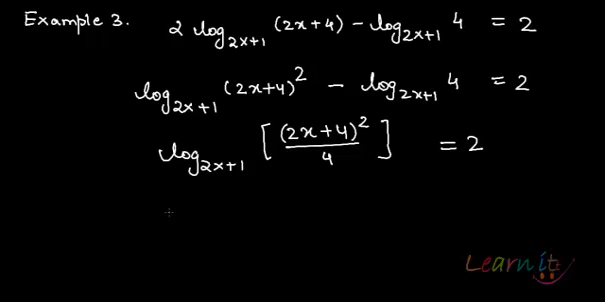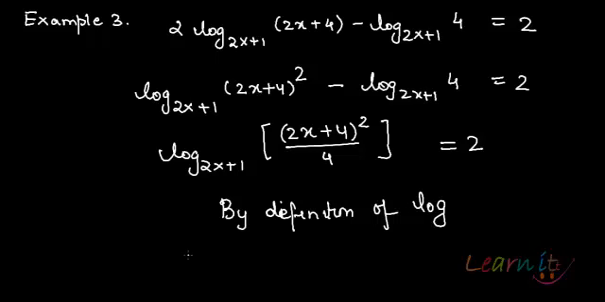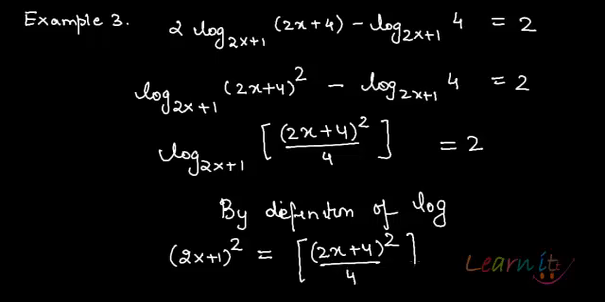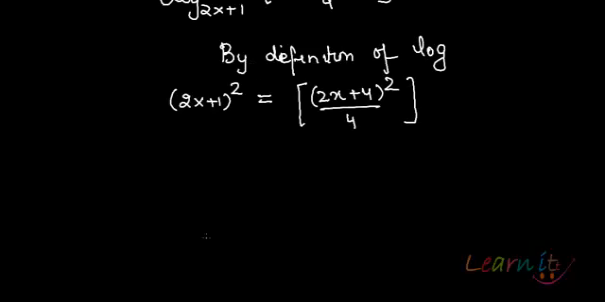So this means now by the definition of log, what do we have? We have that (2x plus 1) whole square equals to (2x plus 4) whole square by 4. Okay? So that's what we have. So if you open it up, what will we get?